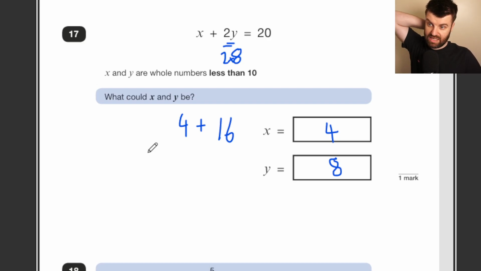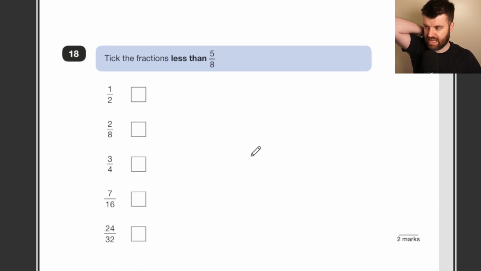So sometimes in these papers, there's more than one answer. You just need to make sure the one you put is correct. So let's just double check it works. 2y, 2 times 8 is 16, plus 4 is 20. Yes, we get a mark.